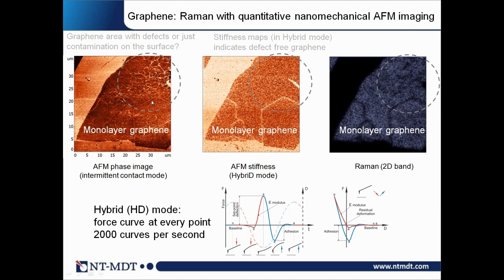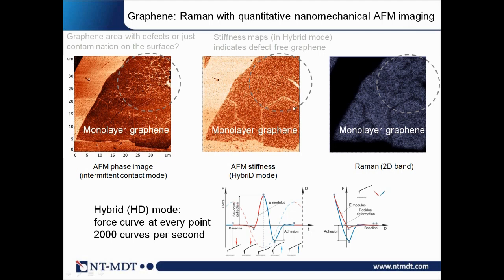If we use the standard AFM microscopy, this is the left slide, this is the phase image of the standard intermittent contact AFM imaging regime. We can see also some non-uniform distribution on the surface of the graphene, and we don't know whether this is some impurity on the surface or this is the graphene defects themselves. We don't know that, but in a hybrid mode we surprisingly can see a completely uniform image.